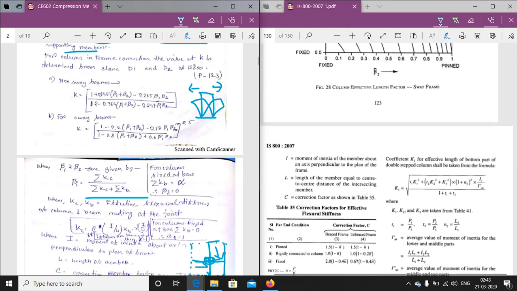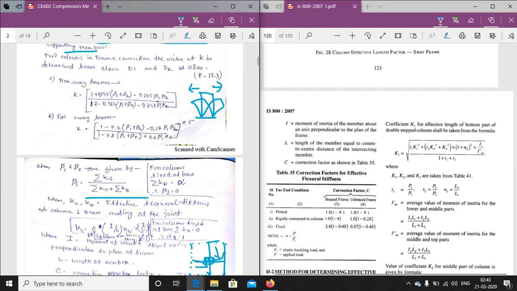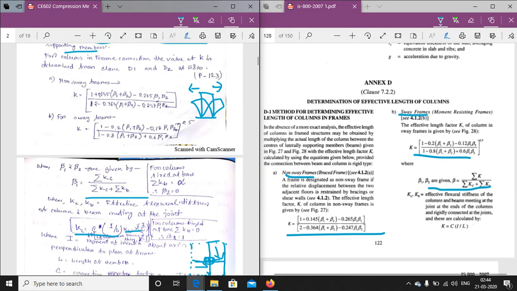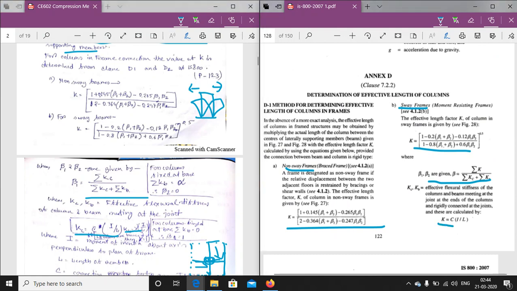Kc is equal to C into I by L, and Kb is equal to lambda into I by L. Now, in case of the beam, that is Kb, the beam factor, we will always use lambda.